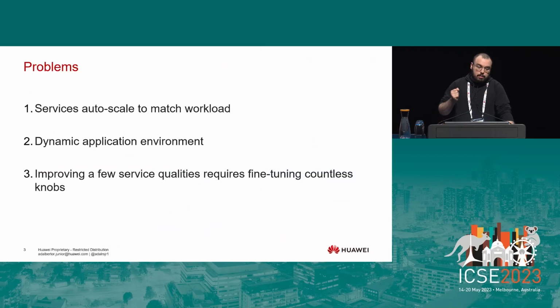So as I said, the workload changes, and we need to scale to match this workload. And we have several problems that I will go in depth next. The application is dynamic because the workload changes over time. The application changes over time, especially with microservices that have several rollouts over the week, or even many rollouts in a single day. And when we try to improve the performance of a single service, we have to fine-tune countless knobs because the application runs on top of many different layers.